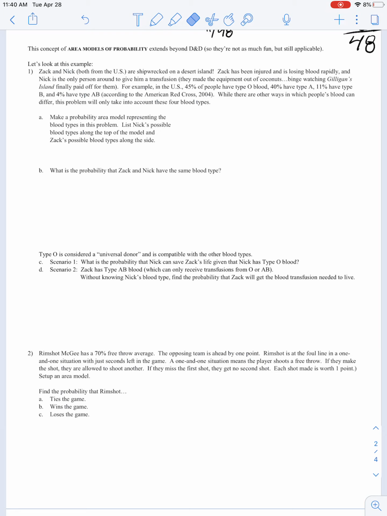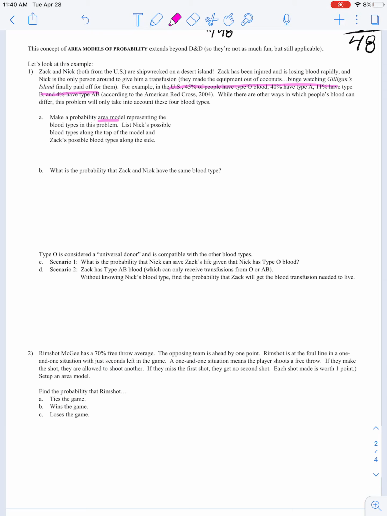For example, in the U.S., 45% of people have type O blood, 40% have type A, 11% have type B, and 4% have type AB. Okay, so we're definitely going to need that information. According to American Red Cross 2004. While there are other ways in which people's blood can differ, this problem will only take into account these 4 blood types. So first it's asking us to make a probability area model representing the blood types for this problem.